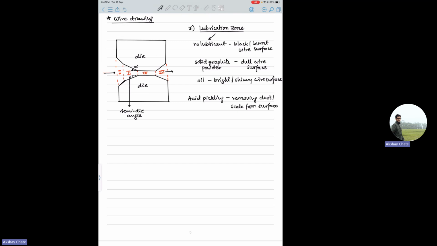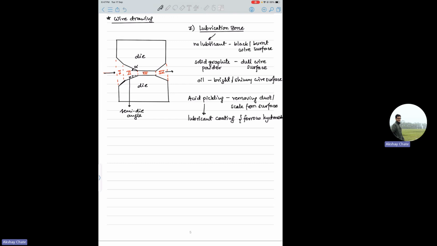And then after pickling you do the surface coating, lubricant coating. Depending on which type of lubricant it is, if it is a solid one, then you have to do proper coating. If it is a liquid, it's fine. And as I said, solid graphite is used sometimes. Ferrous hydroxide is used especially for stainless steel, etc. You need not remember these things, but it's good to know.